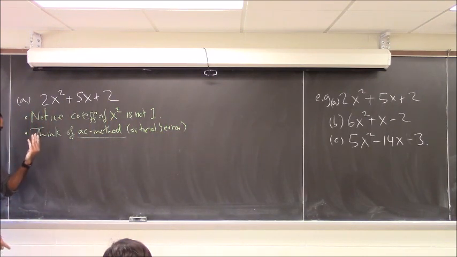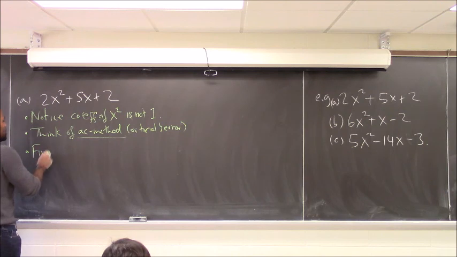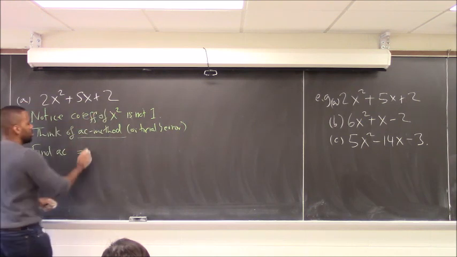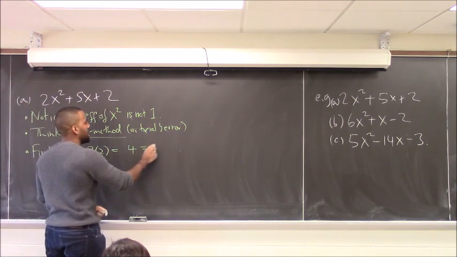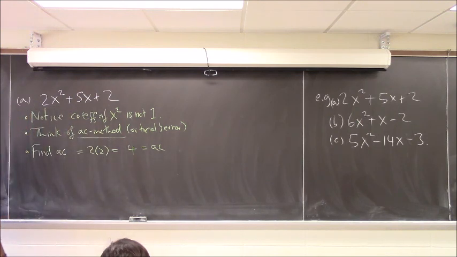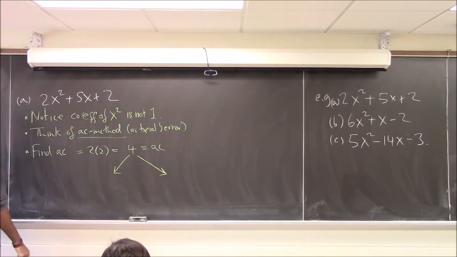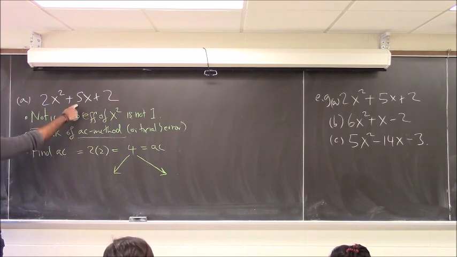So let's say I think of the AC method. I look at this, I want to factor it. Oh, it's not 1. Next thought, I should use the AC method. So the next thing I'm going to do is find AC. Now AC is just this times that. So that's going to be 2 times 2 equals 4. That's your AC. Now you want to break that up into two numbers that when you multiply them you get 4, and when you add them you get plus 5.